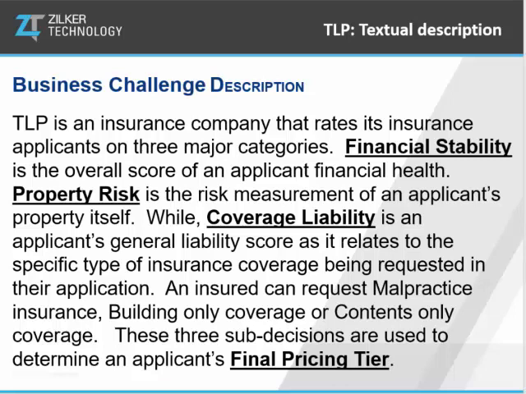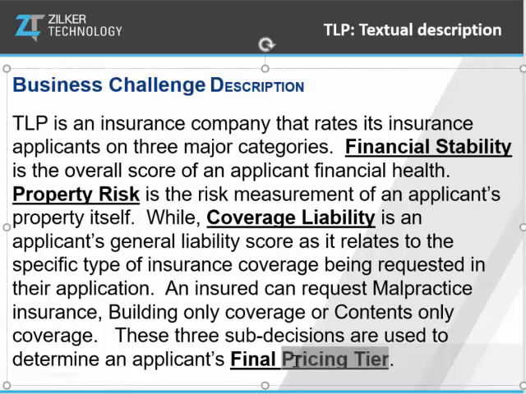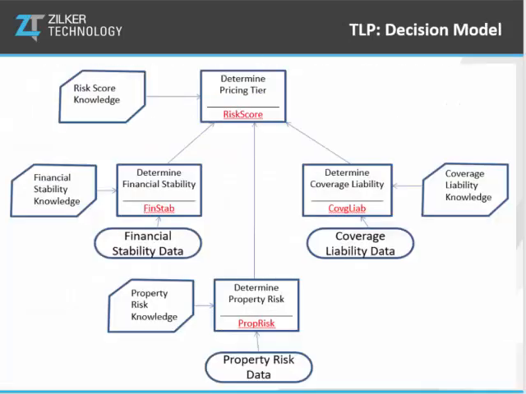TLP is an insurance company that rates its insurance applicants on 3 major categories. We know those categories to be financial stability, property risk, and coverage liability. These are all 3 sub-decisions. All 3 roll up into the final decision of that particular service, and that is final pricing tier. If we look at this from a modeling perspective, this is DMN notation, a standard for decision management.